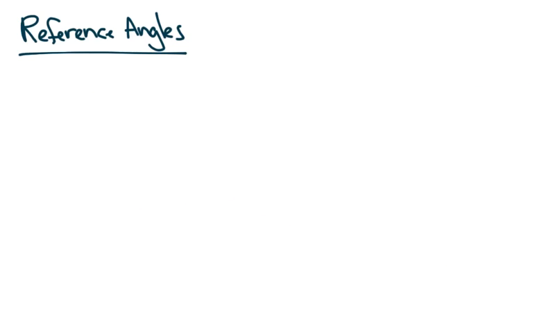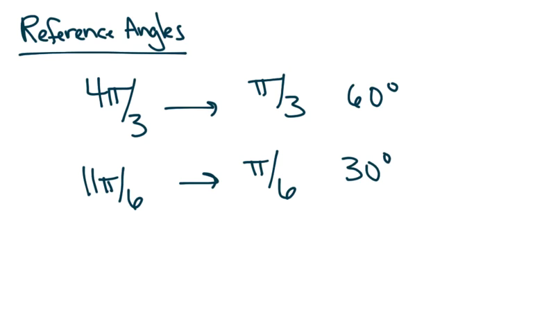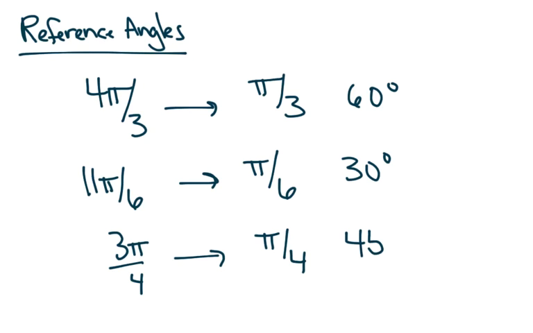So let's talk a moment about reference angles. If you have an angle like 4 pi over 3, its reference angle is going to be pi over 3, which is 60 degrees. If you have 11 pi over 6, its reference angle is pi over 6, which is 30 degrees. If you have something like 3 pi over 4, its reference angle is going to be pi over 4, which is 45 degrees. The reason that's important to know is because if you know what the reference angle is, you can use the hand trick to find the cosine and sine of those angles.